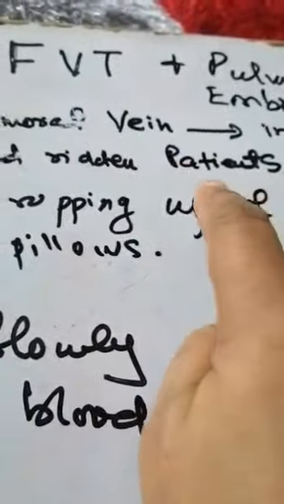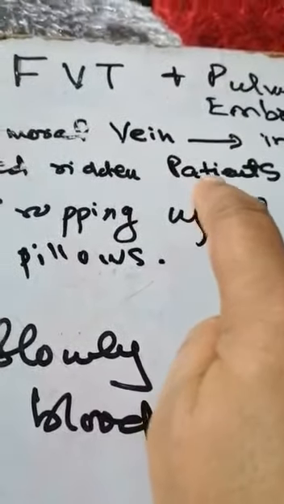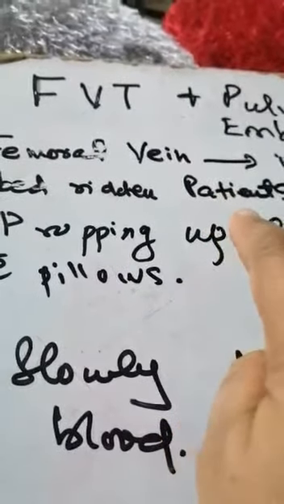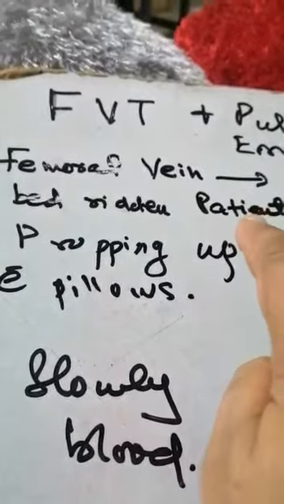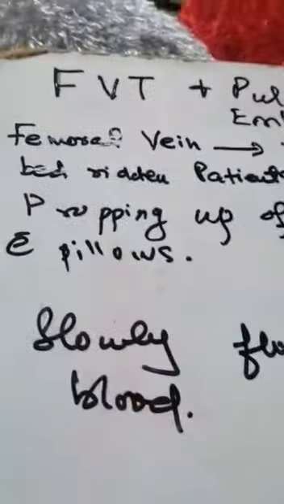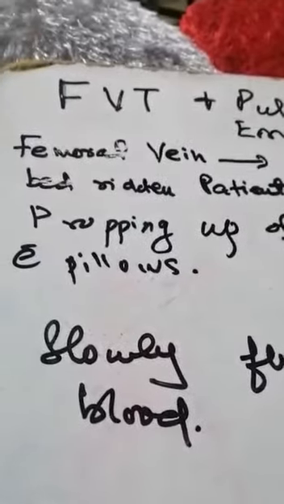In bedridden patients, that is, patients who are hospitalized or who are on bed and cannot walk. These are known as bedridden patients. And propping up of knees with pillows also causes formation of clots because of slowly flowing blood. The basic pathology in this case is slowly flowing blood.